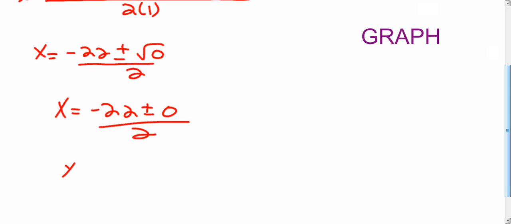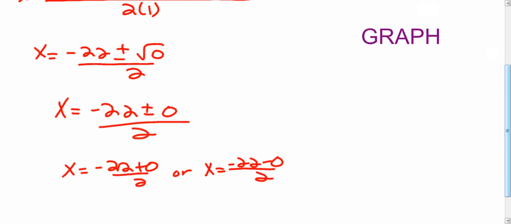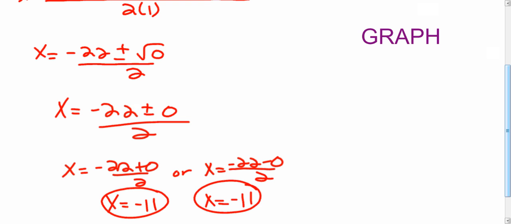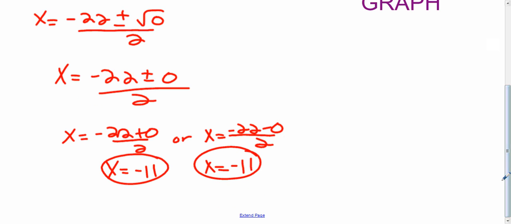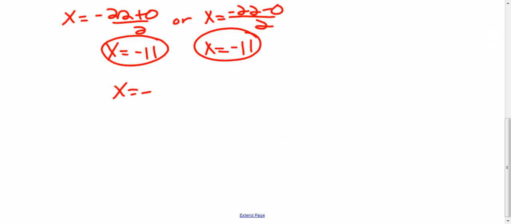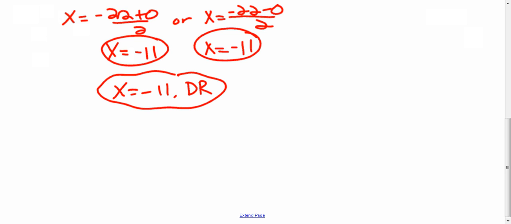So here's what's happening. We have negative 22 plus 0 divided by 2, or negative 22 minus 0 divided by 2. Well, when you add 0 or subtract 0, you get the same answer. So in both cases, you're going to get x equals negative 11. Notice that this is listed twice. So really, instead of listing it twice, what you should say is that x equals negative 11, double root, DR, or if you want to write the words double root, you can. But x equals negative 11, it's a double root.